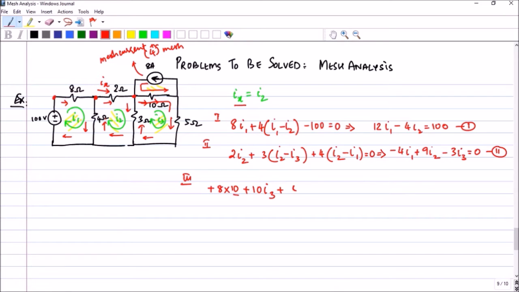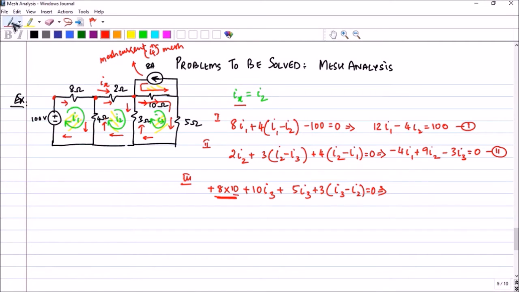Then you get plus 5 I3. When you reach here, you have a 3 ohm resistor and this I3 current, and I2 is opposing. So you get the equation like this. I hope you have understood this point. This is very important. If you don't write this properly, you are going to make a mistake there. So if I solve this, I will get minus 3 I3. Okay, sorry, I made a mistake here.